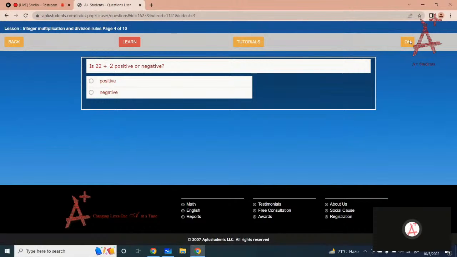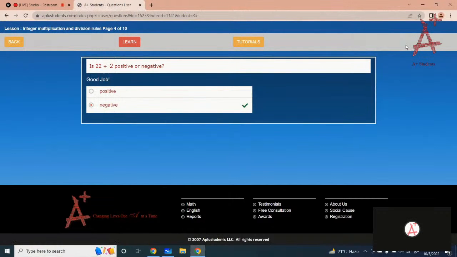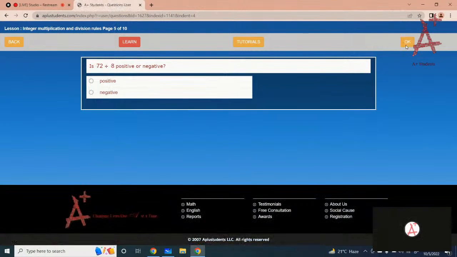Okay, is 22 divided by negative 2 positive or negative? It is negative because you are dividing two numbers with different signs. Very good, Elvin. Okay, negative 72 divided by negative 8, is it positive or negative? It is positive because you are dividing two numbers with the same sign. So it is positive.